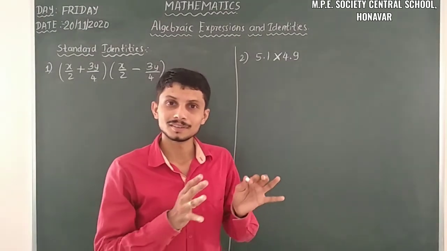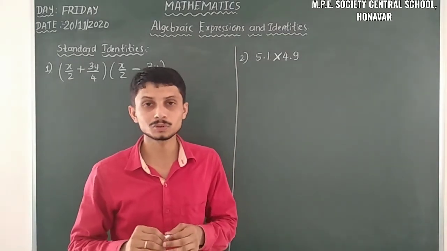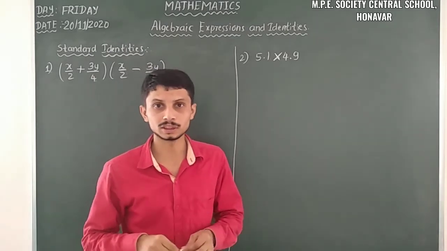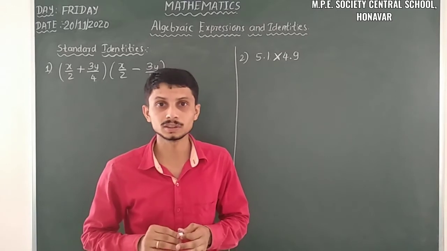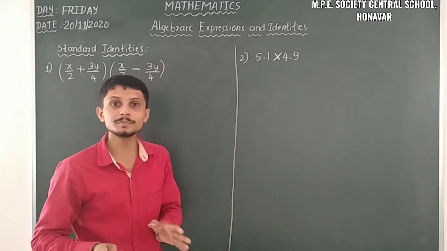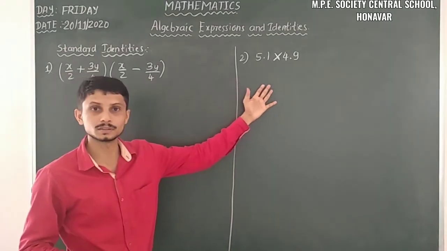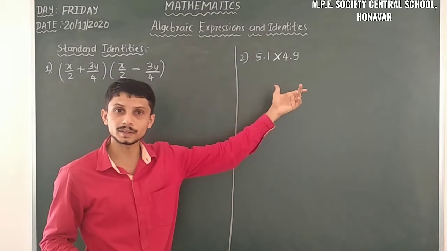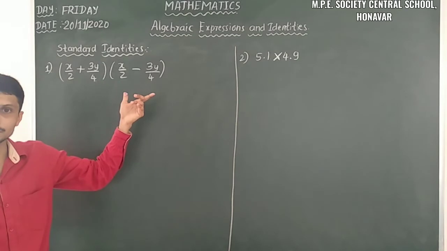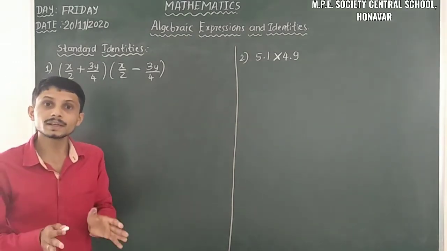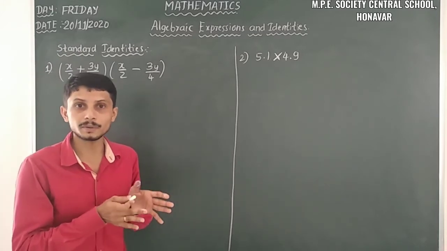Compared to the last two standard identities, that is (a plus b) whole square and (a minus b) whole square, in that also we have two situations: one is the algebraic situation, another is the numerical situation. So here also we have the same thing. Here only the numerical part is there, only numbers we have. Here we have the algebraic situation. Here we are using (a plus b) into (a minus b). Firstly we have to know in which type it is.